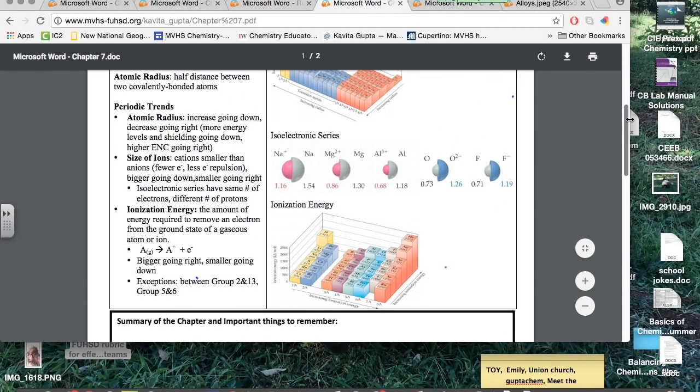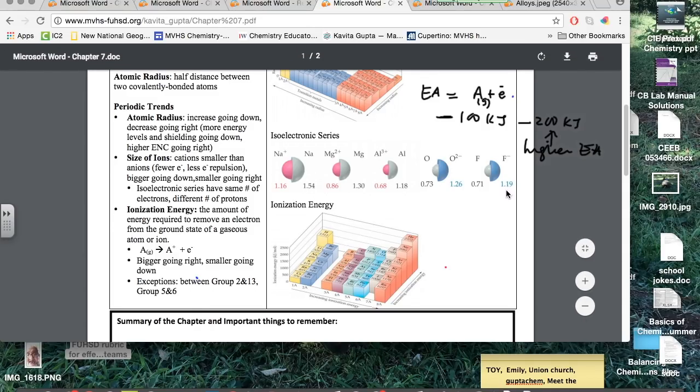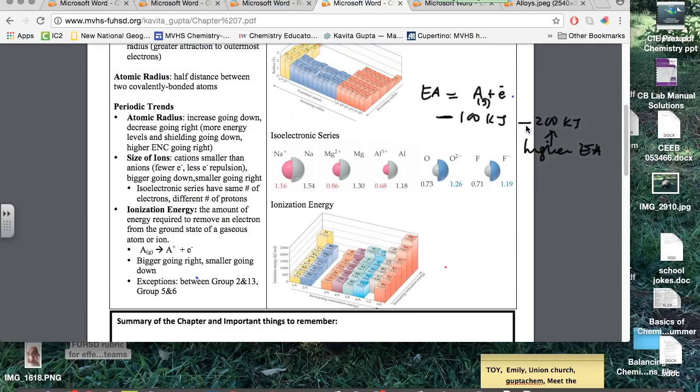Remember your exceptions for ionization energy and electron affinity. One other thing before I go to exceptions, electron affinity, guys, it's actually the amount of energy released when an electron is added to a gaseous atom in its ground state. Whatever amount of energy is released is called electron affinity. And the negative sign here just means release of energy. So negative 200 is higher electron affinity as compared to negative 100, because that's release in energy. So negative sign, it's not a negative number. Negative is a sign indicating the direction of energy transfer. So it's release of energy. So this is higher electron affinity, and electron affinity increases across the period and decreases down the group.